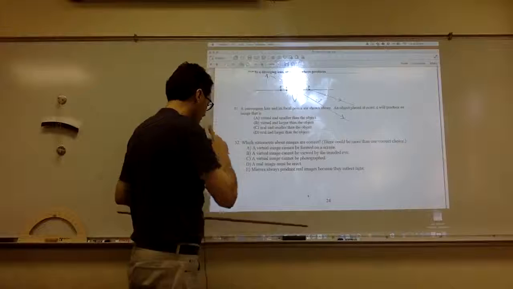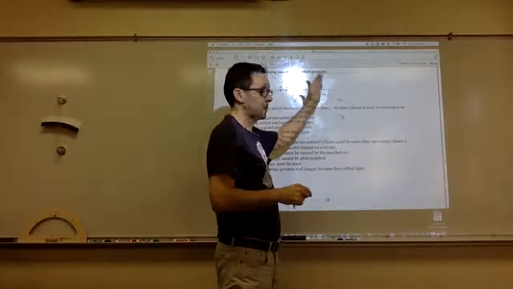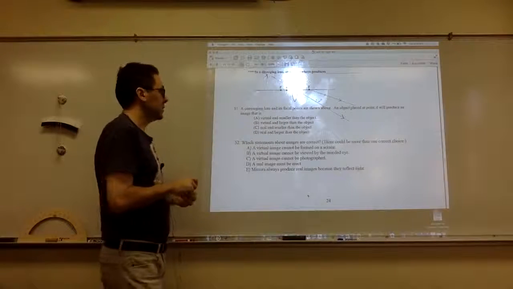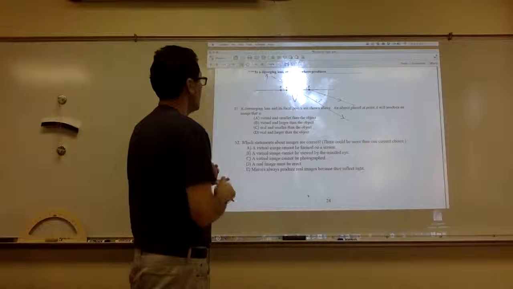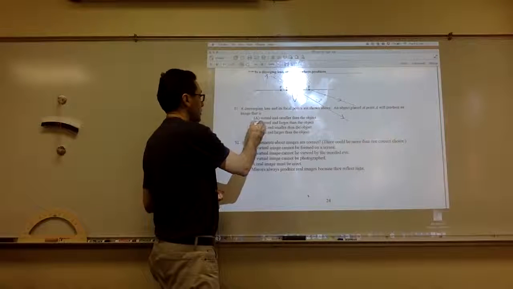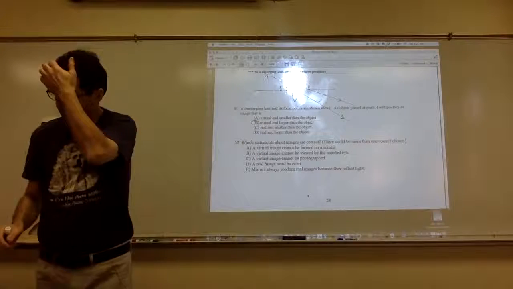Okay, that's a virtual image because for lenses, the image should be past the lens. The light should get through the lens, bend, and meet on the other side. So it's virtual, it's going to be bigger, and it's going to be upright. Virtual, larger. So I think the answer is B.